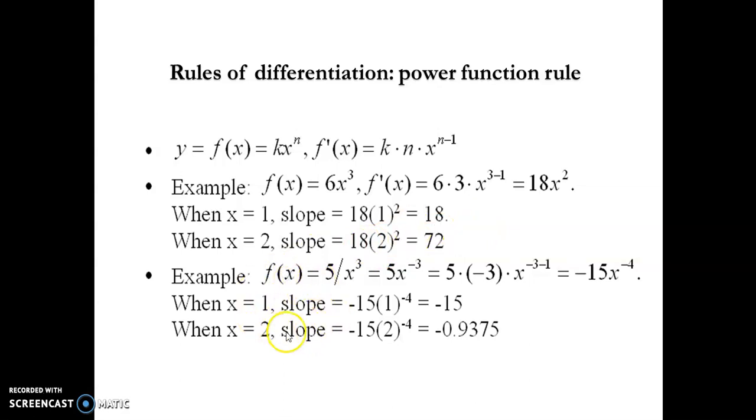Here's one more example that you can work through on your own. Be careful when you have to work with negative numbers and negative powers. Hence, I asked you to revise your work on exponents.